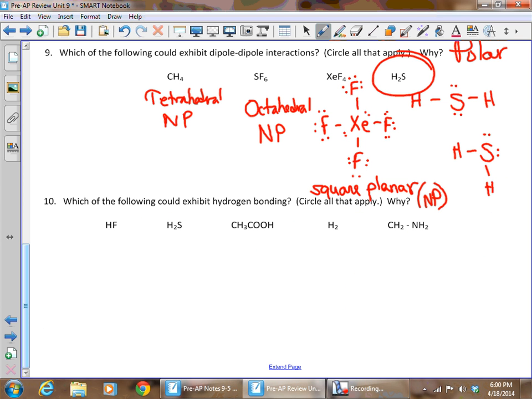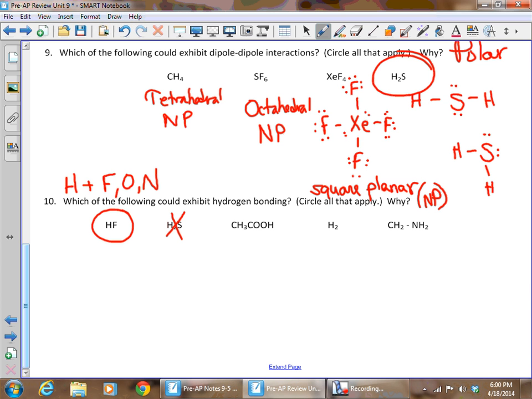Now the last one on this page is looking at whether they can exhibit hydrogen bonding. Remember, hydrogen bonding is H plus either F, O, or N. So it looks like the first one can, because it's H plus F. The second one has H, but not F, O, or N. It's bonded to sulfur, so that one cannot.